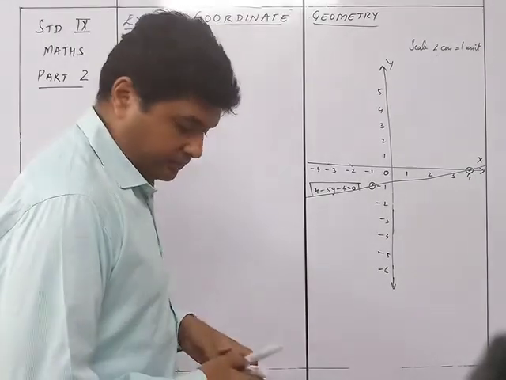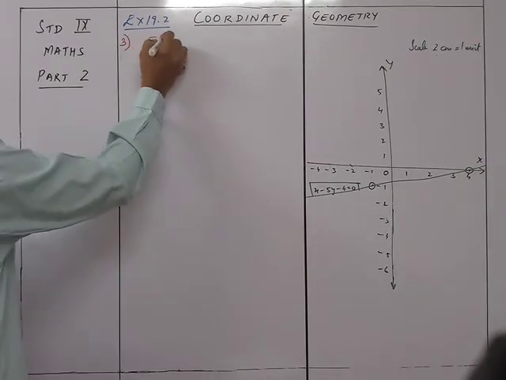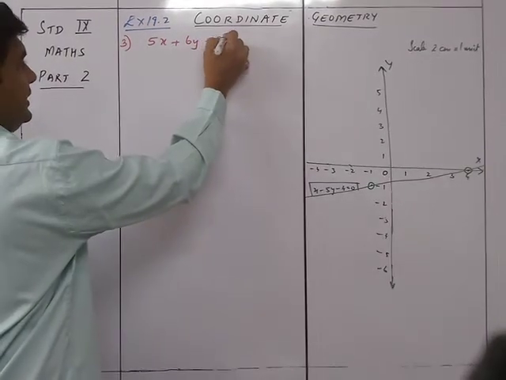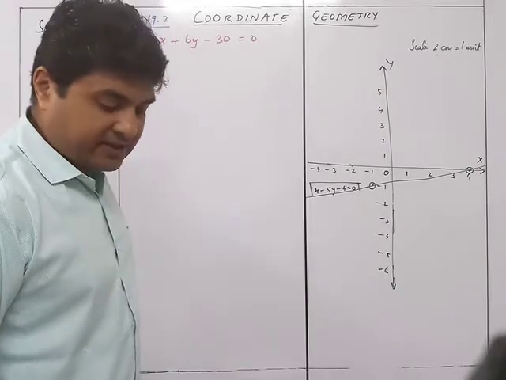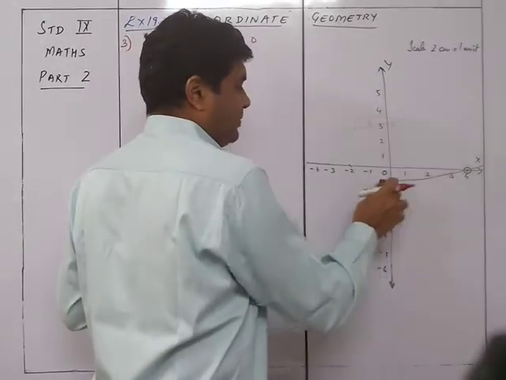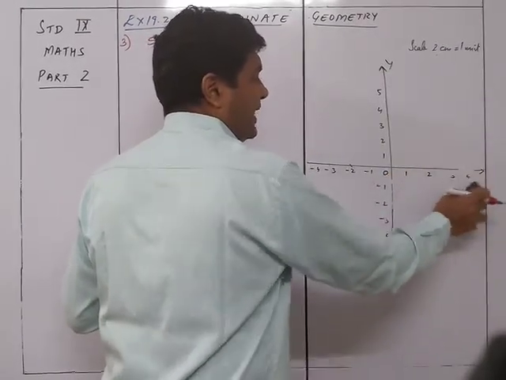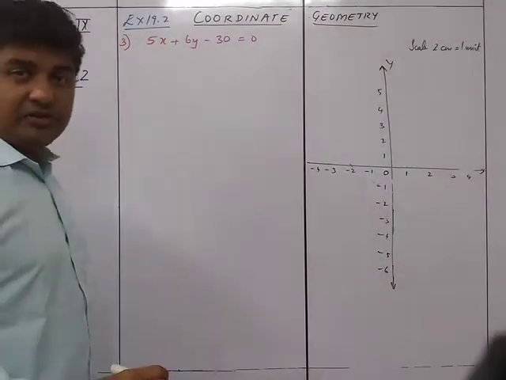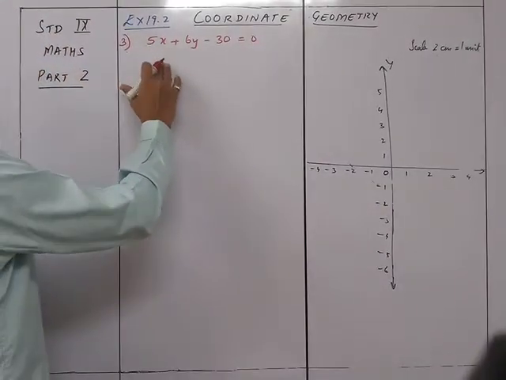Draw a graph for, okay, so this one is 5x plus 6y minus 30 is equal to 0. Because it is a particular kind of sum wherein you do not have any x or y value without coefficients, that's why we can take any of them. So let's take x over here.